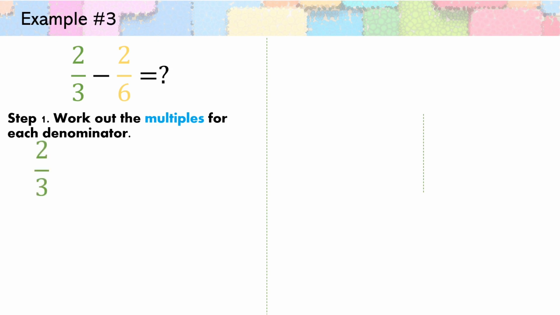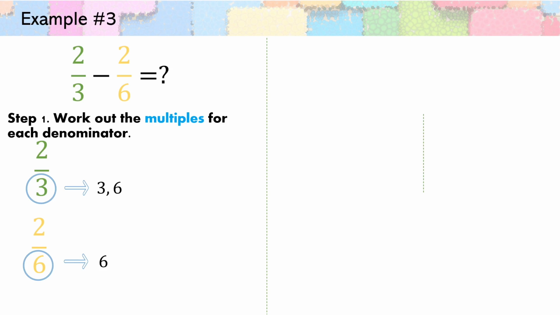2/3, denominator 3 has 3/6. Second fraction, or the subtrahend, 2/6. 6 has multiple of 6. Again, stop listing the multiples of both denominators if you have arrived at the least common multiple.